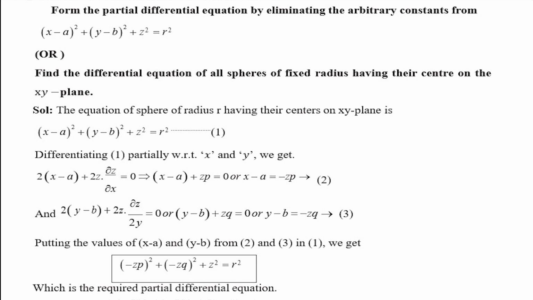Similarly, we differentiate equation 1 partially with respect to y. We get 2(y − b) + 2z ∂z/∂y = 0.